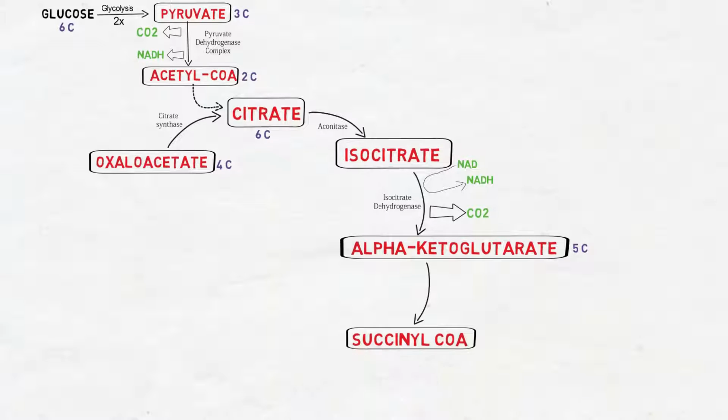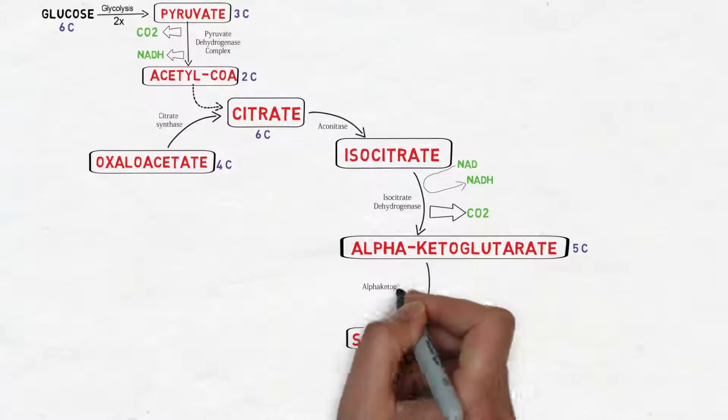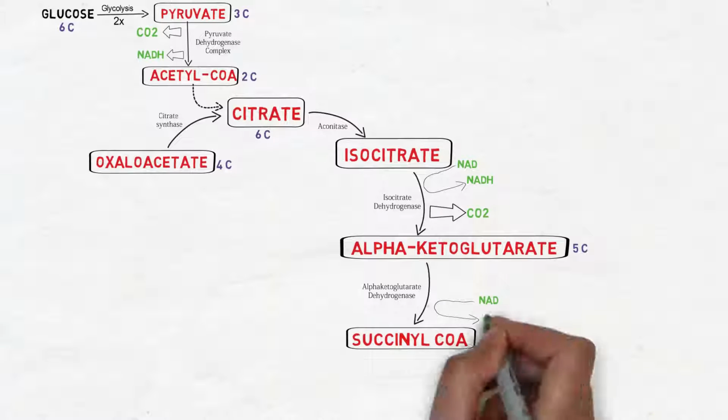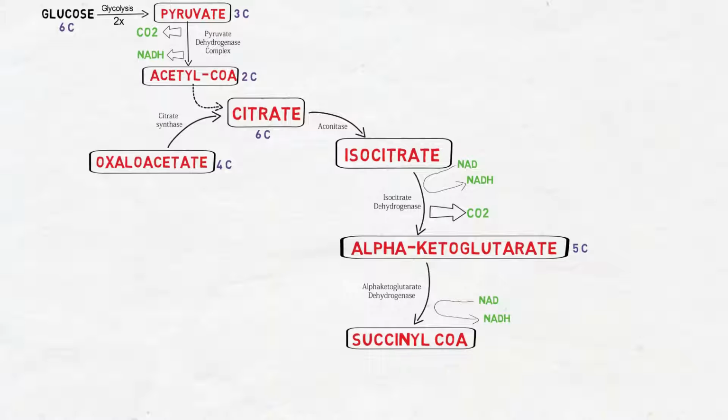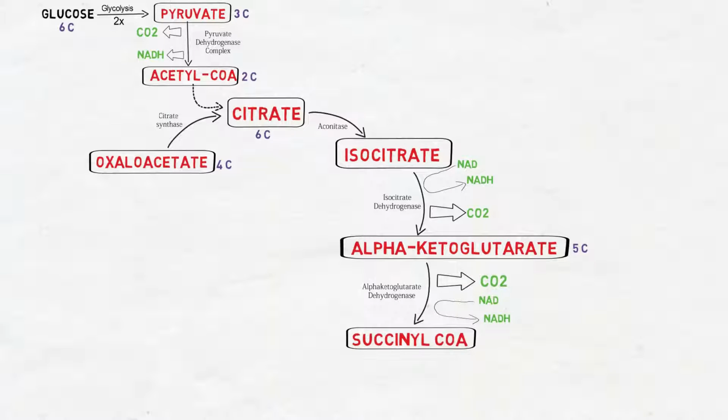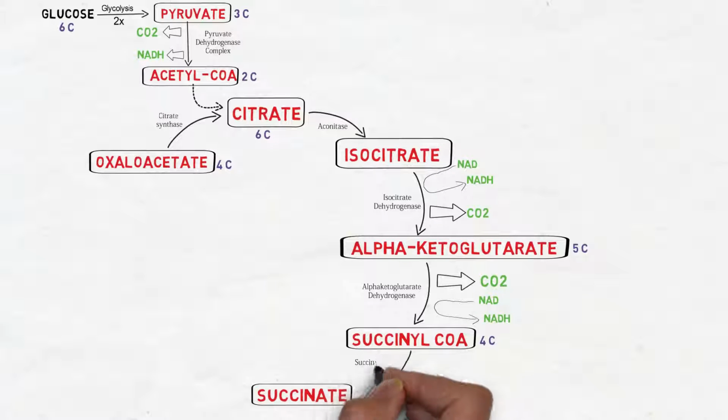Next, the alpha-ketoglutarate is converted into succinyl-CoA by the enzyme alpha-ketoglutarate dehydrogenase. And in this reaction also, a molecule of NAD is reduced to NADH, and a molecule of carbon dioxide is released. Hence, the succinyl-CoA is a 4-carbon compound. In the next step, the succinyl-CoA is converted into succinate by the enzyme succinyl-CoA synthase. In this reaction, a molecule of GTP is generated.